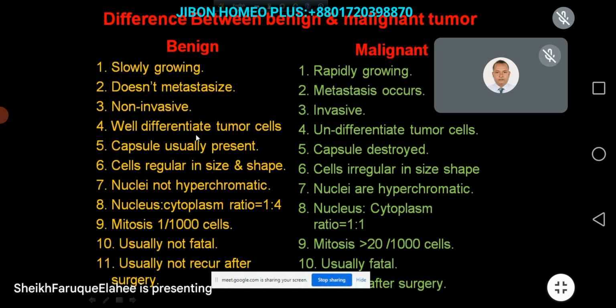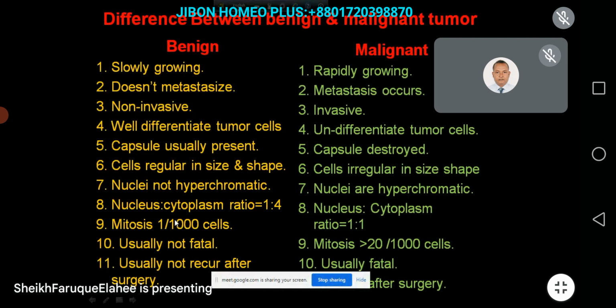The tumor cells will be well differentiated. As I said, all the cells will be of similar structure. But in cancer, cells will be of different structure. Capsule always present. In benign, the capsule of the organ will remain intact. If it is prostate, prostate has a capsule. Kidney has a capsule. So if there is a benign tumor, this capsule will never rupture. This capsule will remain intact. But in case of cancer, the capsule will be destroyed. The capsule will rupture and there will be spread to outside organs.